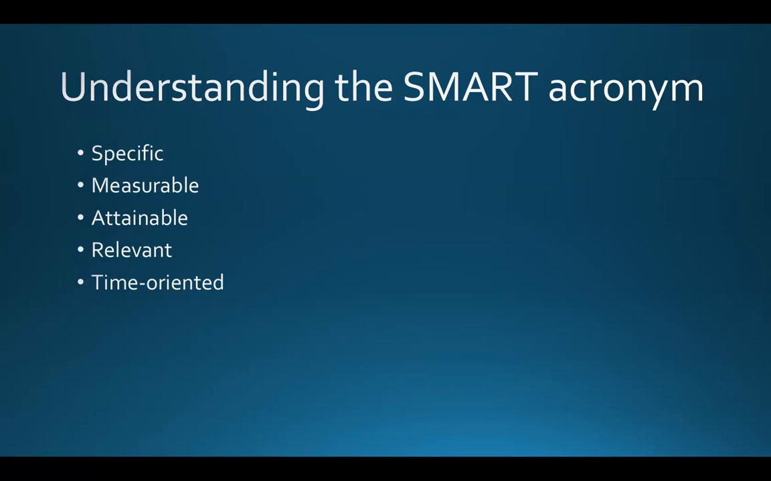We will go through each of these letters in the next few slides to break down what each of them means. For each of these components, we have listed a series of questions to consider. These questions are also available for reference on the goal setting page, so you don't need to worry about writing them down as we go through this tutorial.